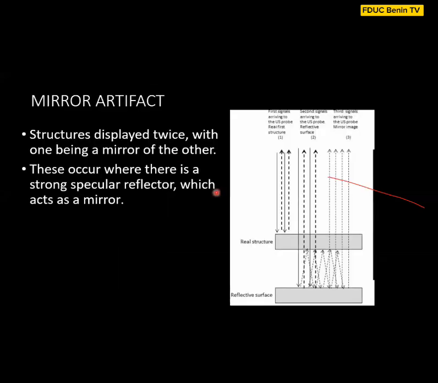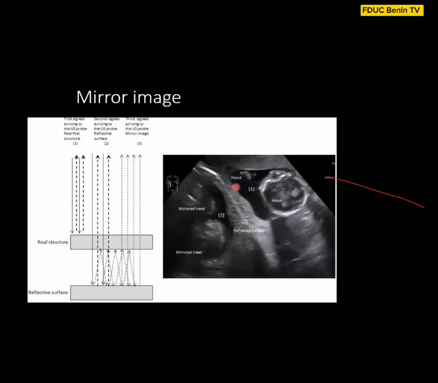Then we have what we call mirror artifact. This is when a structure is displayed twice, with one being a mirror image reflector. When the sound wave gets to some structures, it can cause reflection. I don't know how to explain it very well, but they call it mirror image artifact. In this case, this is the head of the fetus, and this is a reflector. There's a reflection here, and it appears as if there's another fetus here. It's actually the real fetus, but that patient actually has twin pregnancy.